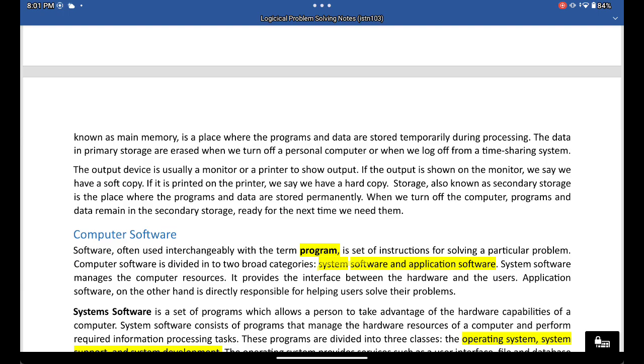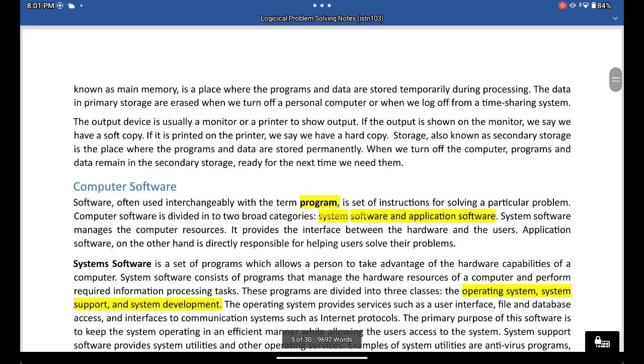Or take the clipboard: when you copy and paste on a computer, when you copy, it's stored somewhere, and that's called memory. If your computer shuts down, you'll lose that. So that's memory, it's short term.